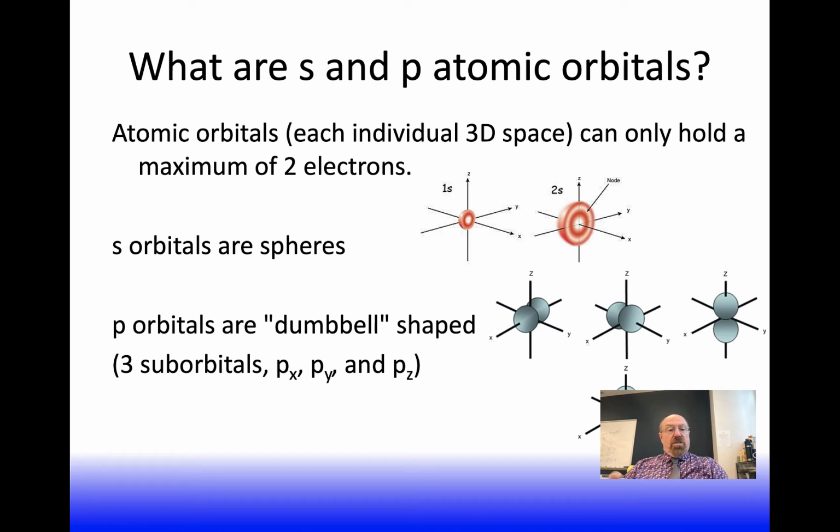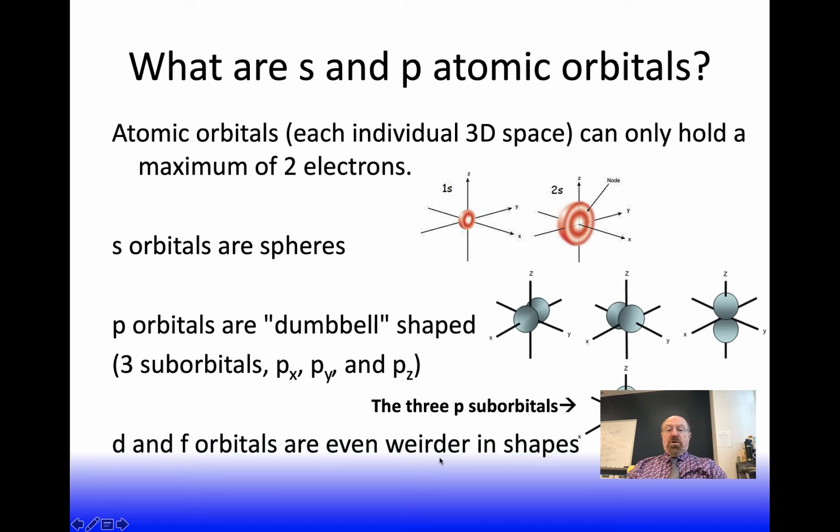Really, this is trying to show where the electrons are for those elements. 2 for neon would be in the px, 2 would be in the py, and 2 would be in the pz. Now, this is when you have all 3 suborbitals overlapping. D and F orbitals are even weirder shapes. I'll show those in a minute. But in the meantime, I want to play you a video that I made 2 years ago, when we were first out on COVID, that talks about atomic orbitals.